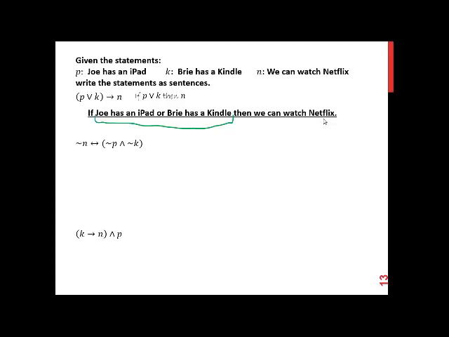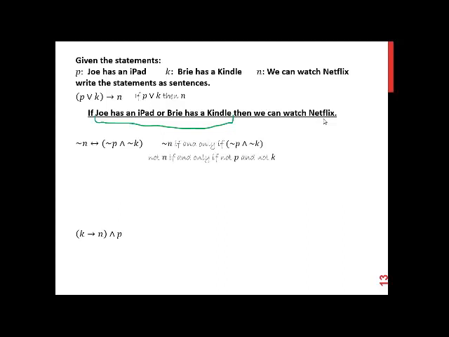Alright, next one's getting pretty complicated. Not N, we can watch Netflix, not N, if and only if, not P and K, not K. Not N, if and only if, not P and not K.